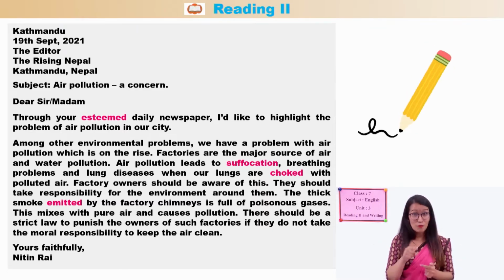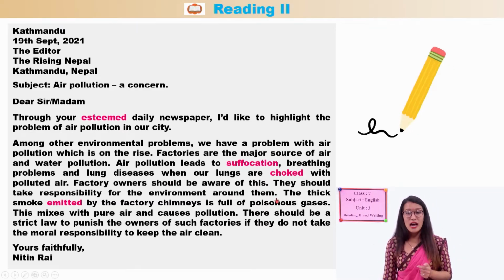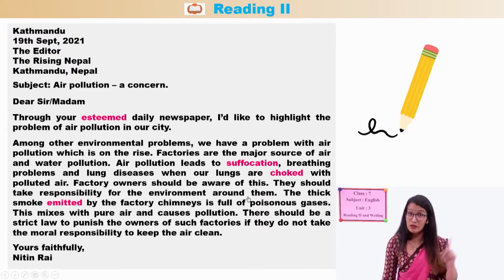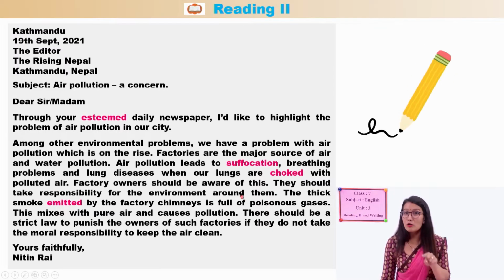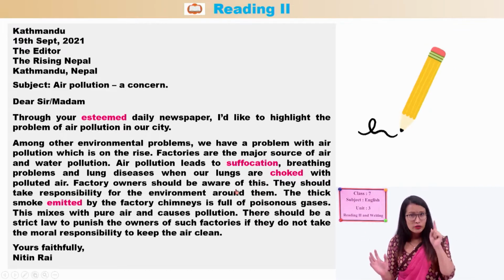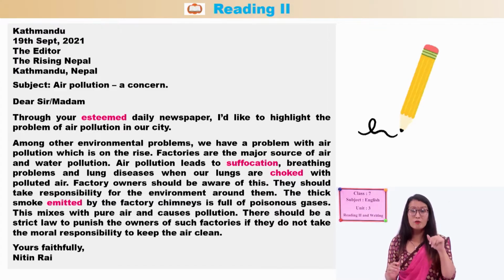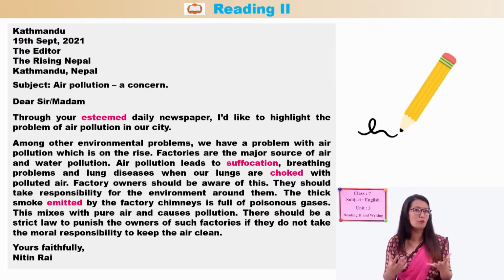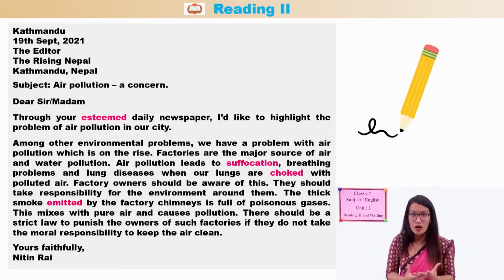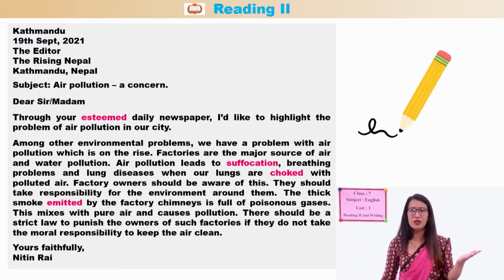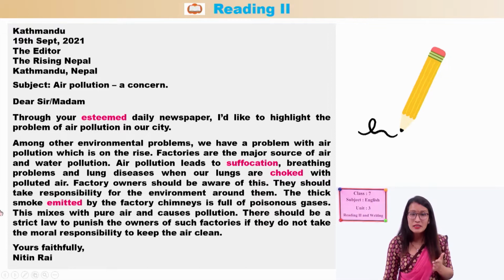For whom? The owners of the factories. Yes? Okay. Now, they should take responsibility for the environment around them. They are the ones who are polluting the air. Yes? So they should take the responsibility of the environment that is around us right now. Look, it is very polluted. We cannot breathe in cities like Kathmandu, Pokhara, Etauda. Not in the village areas, but city areas, yes.